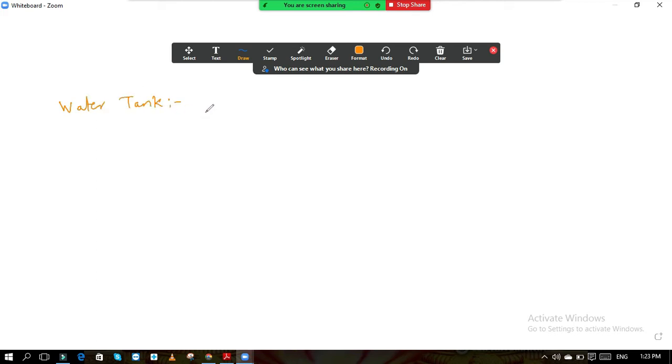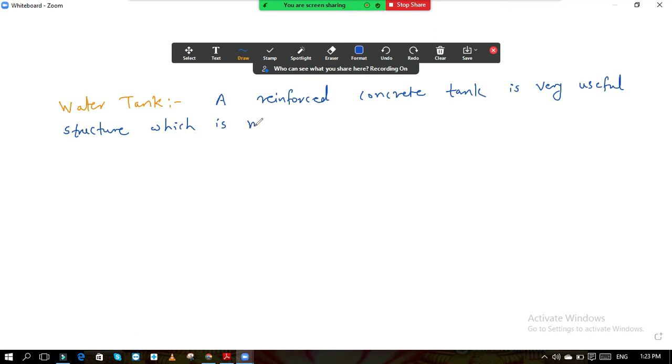Water tank. Okay, so here write down: reinforced concrete tank is a very useful structure which is meant for the storage of water. Full stop. Okay.